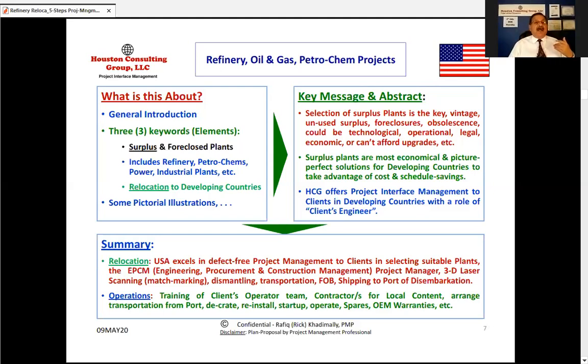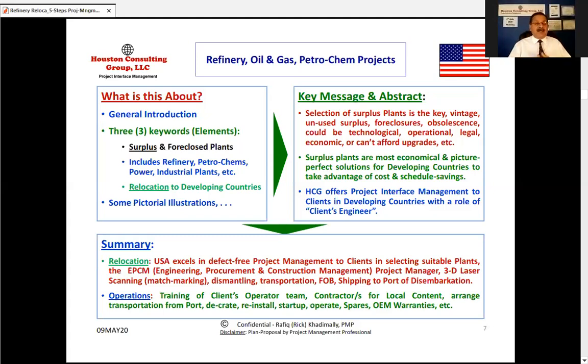Surplus plants are the most economical and picture-perfect solution for developing countries to take advantage of cost and schedule savings. Okay. And we, Houston Consulting Group, offer project interface management to clients in developing countries, in the role of client's engineer or owner's engineer. That is going to be my role in this one.